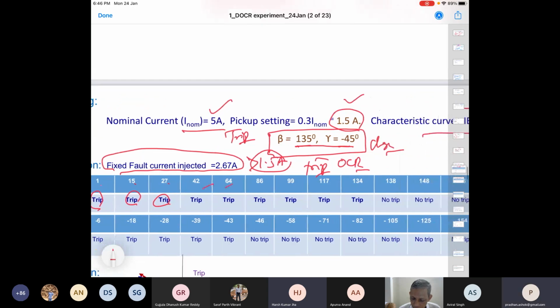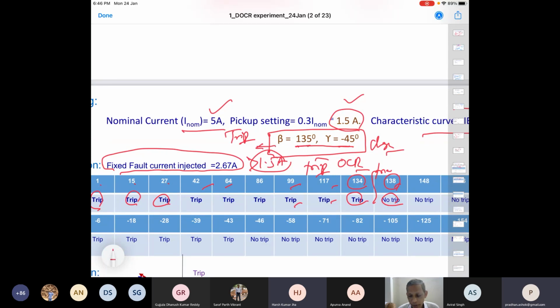42 also tripping, 64 also tripping, 99 also tripping, 117 tripping, 138 no trip, 134 trip. So this is the transition. This transition we observe here. Please see here 135 minus 6. So you see here 135 degree.